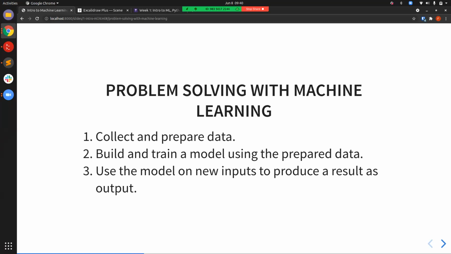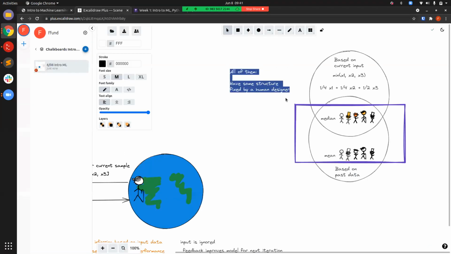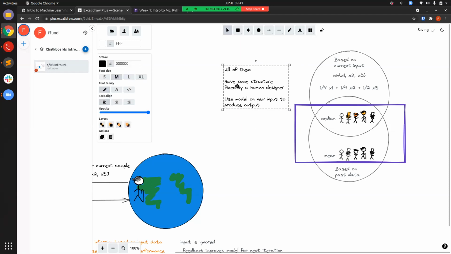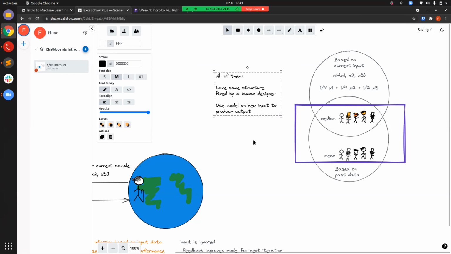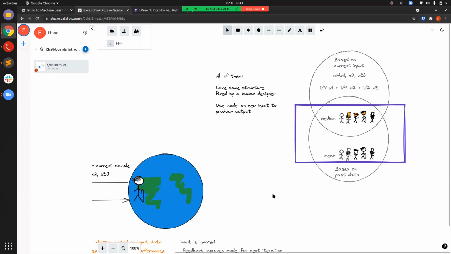And in both cases, we can use a model on new input to produce output. Okay. So these things are common to both the rule-based systems and the machine learning systems. And some of the machine learning systems use the current input, some of them did not. But what they have in common is that the machine learning systems use past data.